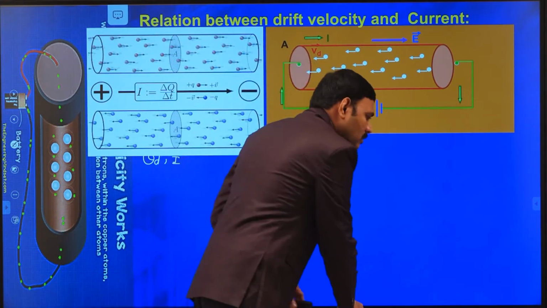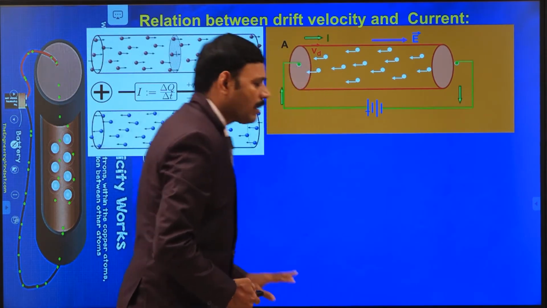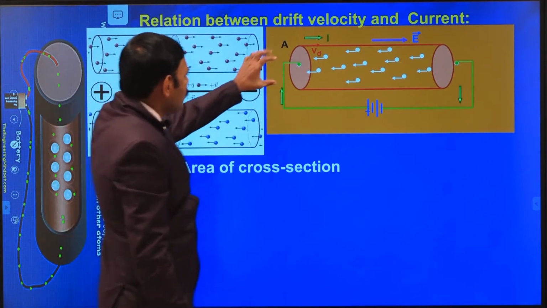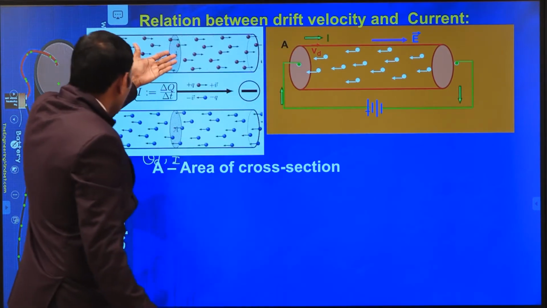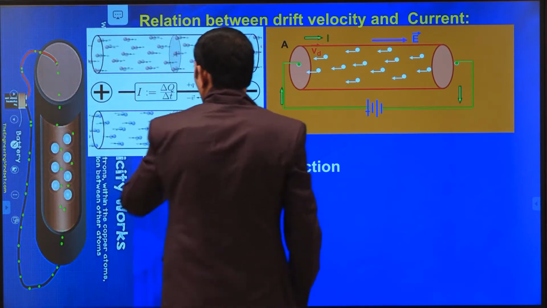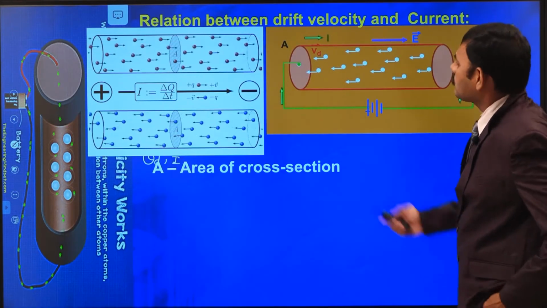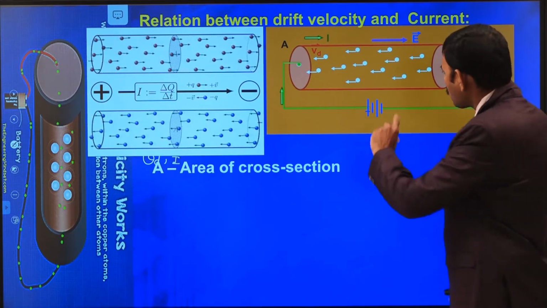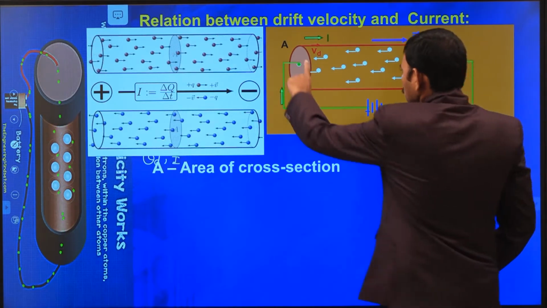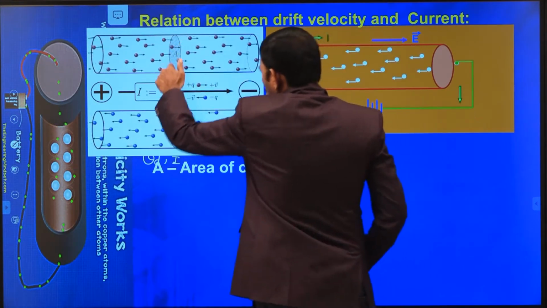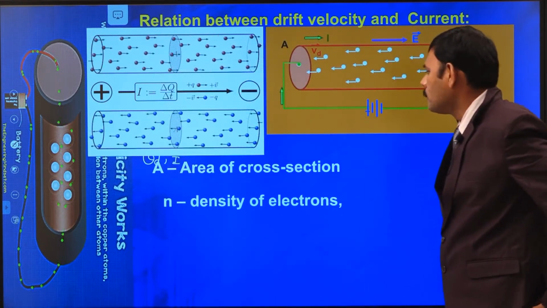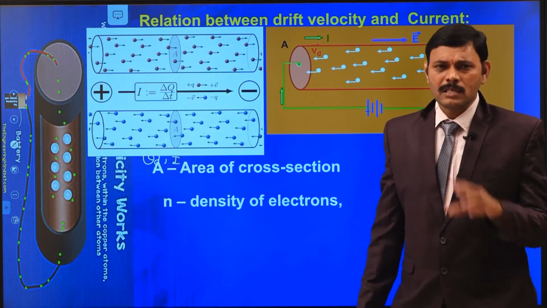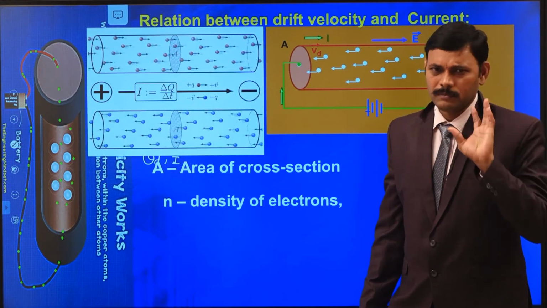To have this derivation, students, let us consider some basic fundamental points. The first one is, we consider a conductor, either in this diagram or this diagram. We have four diagrams on the screen. In any diagram, along the length of the conductor, the terms used in this derivation are the area of cross section of the conductor, let it be A. And this is the important term, density of electrons. That means the number of electrons per unit volume.